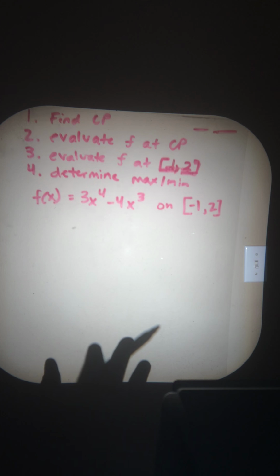Let's say it says find the extrema of f(x) = 3x^4 - 4x^3 on the closed interval [-1, 2]. If we look back at our steps, the first thing we need to do is find the critical points. So we're going to take the derivative first. This is going to be 12x^3 - 12x^2, and then we're going to set it equal to 0, so we can factor this out.